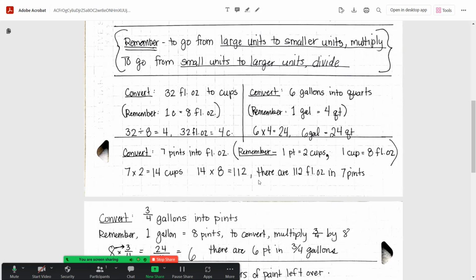Our next example, we are converting pints into fluid ounces. So we're jumping a little bit. So 1 pint is 2 cups and 1 cup is 8 fluid ounces. So I can move through it that way. I can do 7 pints times 2 to give me the number of cups, which is 14 cups. And then I can do those 14 cups times 8, which is 8 ounces in 1 cup, to give me 112. So there are 112 fluid ounces in 7 pints.